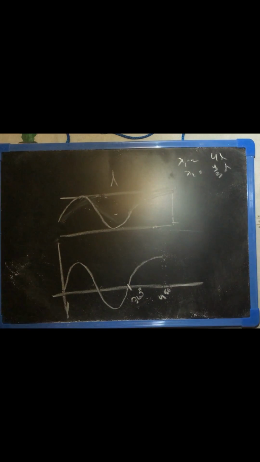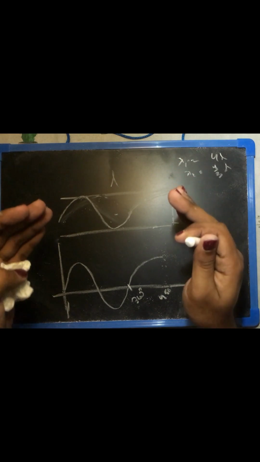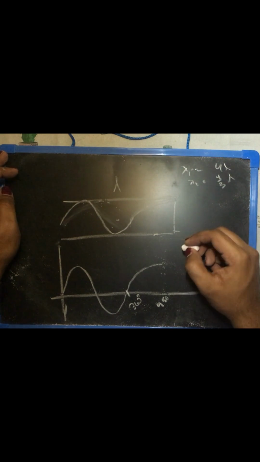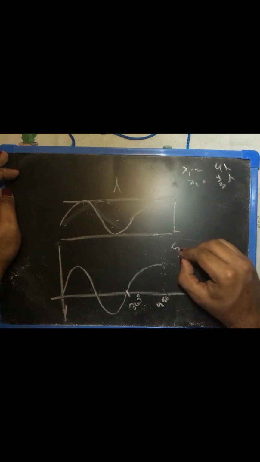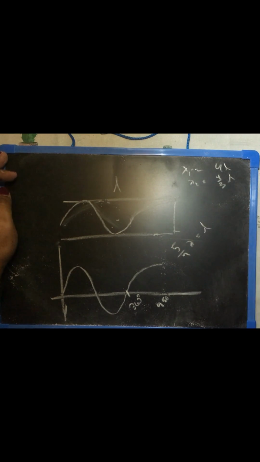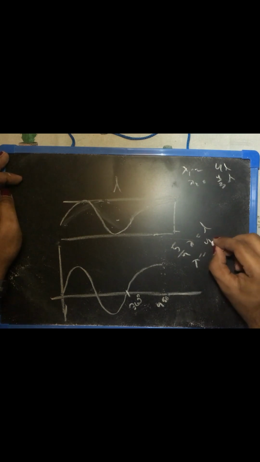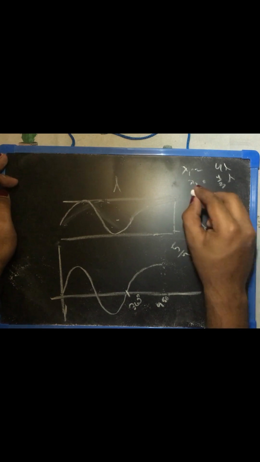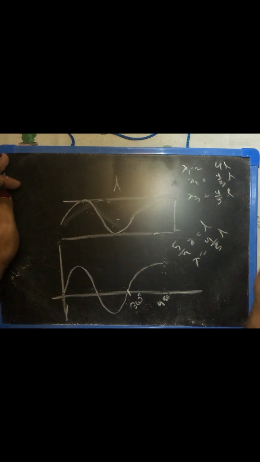So inside this L tube, we are seeing the third harmonic looks like this. 5 by 4 lambda is L, right? So what is the lambda? The lambda here is 4 by 5 into L. So the third harmonic is 4 by 5 into L.